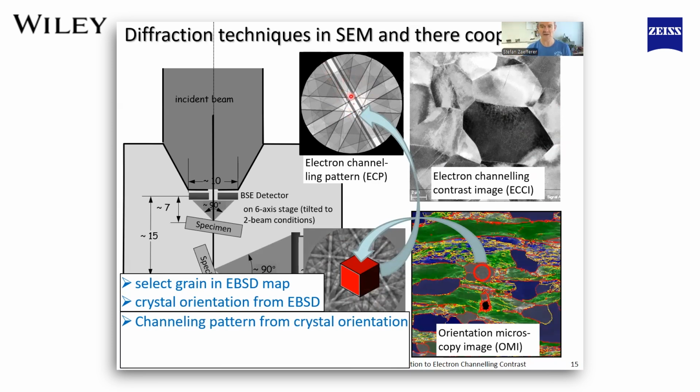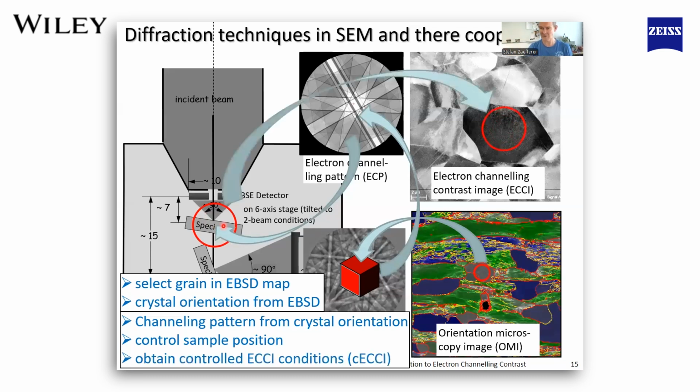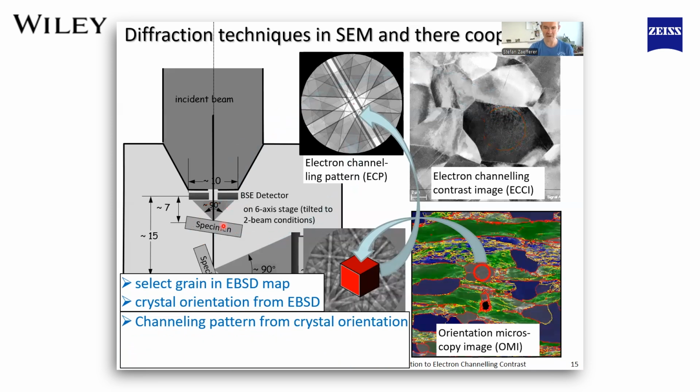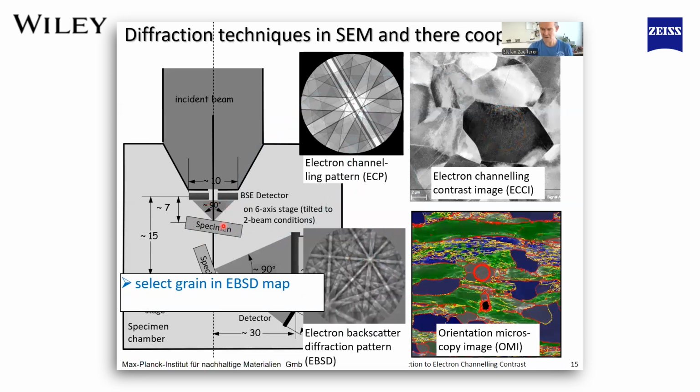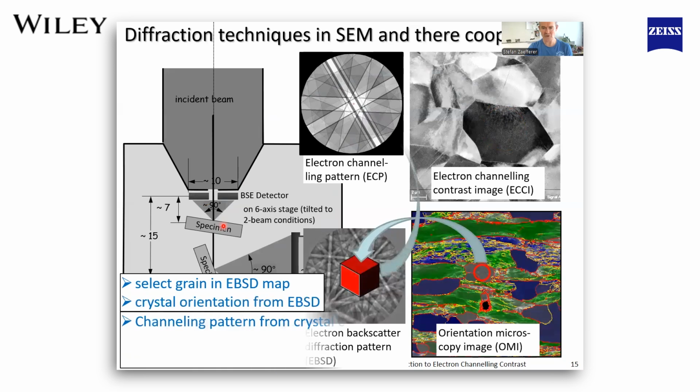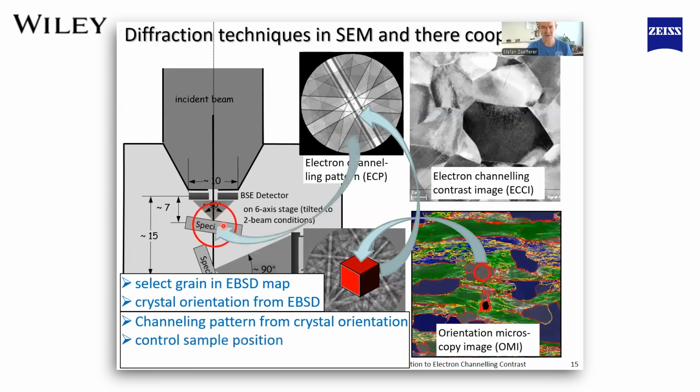And now using this electron channeling pattern, I'm rotating my sample such that I will obtain channeling conditions. So using this channeling pattern, I calculate the position of the crystal in terms of tilt. And from this, I obtain the correct channeling conditions. So once again, going back here: I select a grain. I measure its orientation. From the orientation, I calculate the diffraction pattern. From the calculated diffraction patterns, I calculate how much I have to tilt my sample. This sample tilt is applied to the microscope, and then I observe and get channeling.